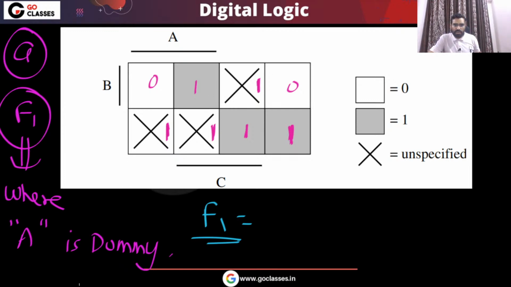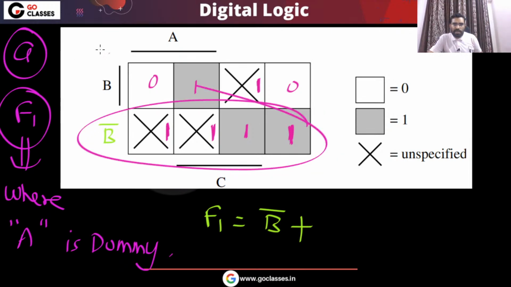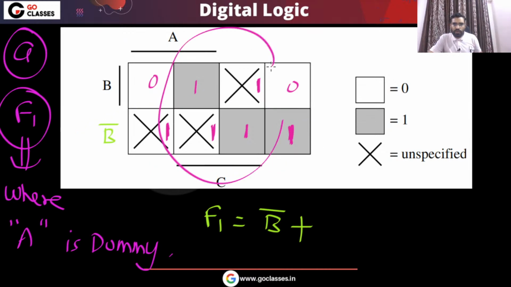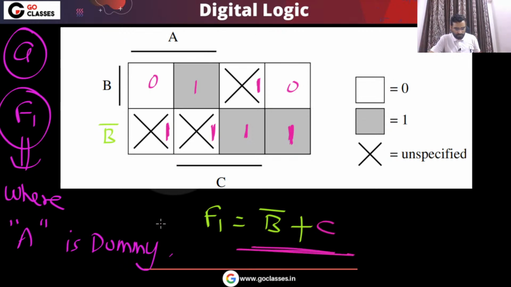So this is the K-map. You can convert this K-map into the standard K-map if you want, but you can write the equation directly also. F1 is B bar. This is not a standard K-map, but you can easily see this is B bar. And what is this? Can anyone tell me? This is C. So the final answer will be B bar or C. You can notice here A is dummy.